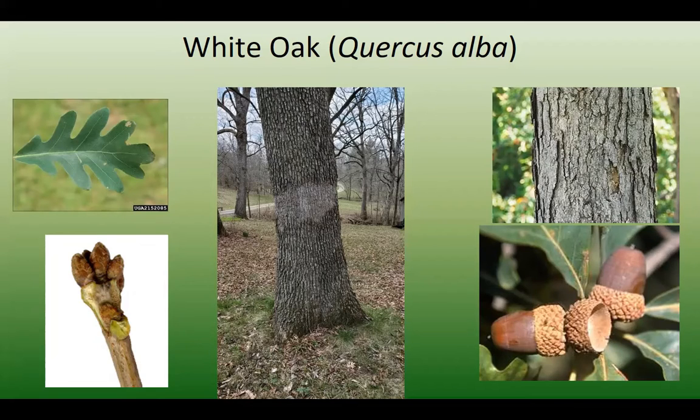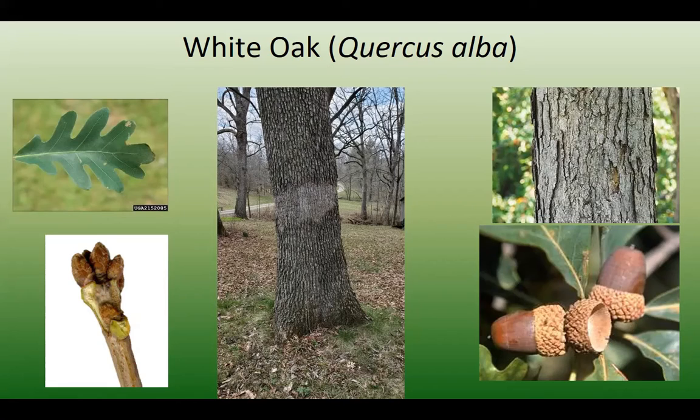Acorns, as Elizabeth mentioned earlier, these white oak acorns are a lot different than the red oak, most of the red oak family. They're kind of oblong in shape. They've got a little bit more of a cap covering the nut, and they just aren't quite as stout and short and round as you would think of in the red oaks.